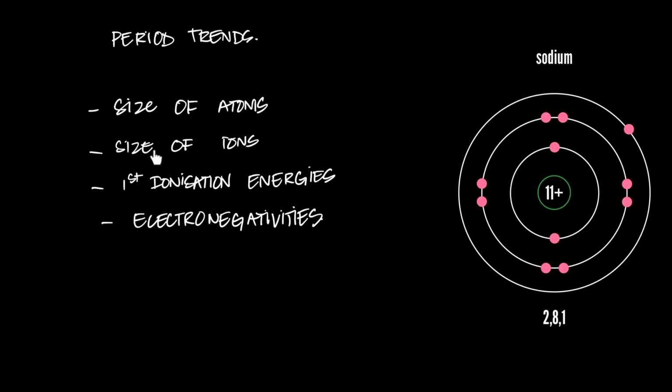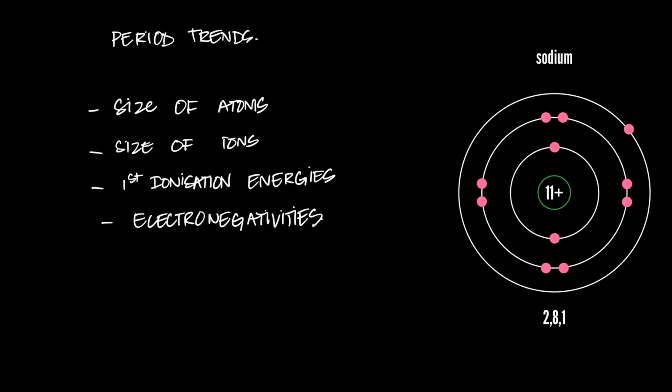And we're going to talk about how even the first ionization energies vary across a period and down a group, and electronegativities also. Now the reason why they clump together is because all of these four are going to be dependent on one or two basic principles of physics, and those will come into play when we look at individual atoms and atoms across periods and down groups.